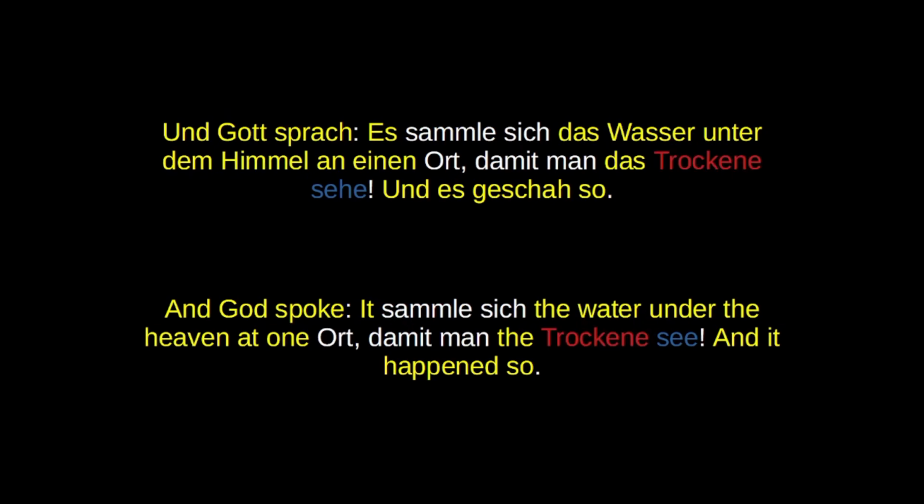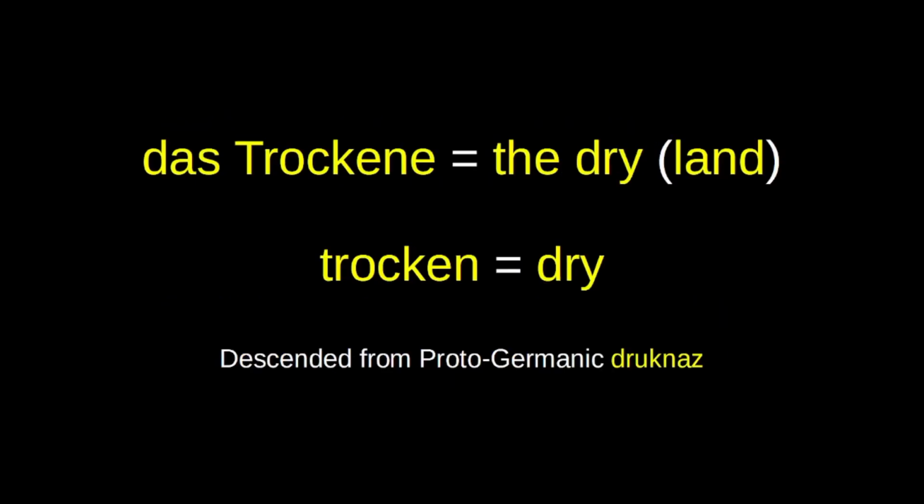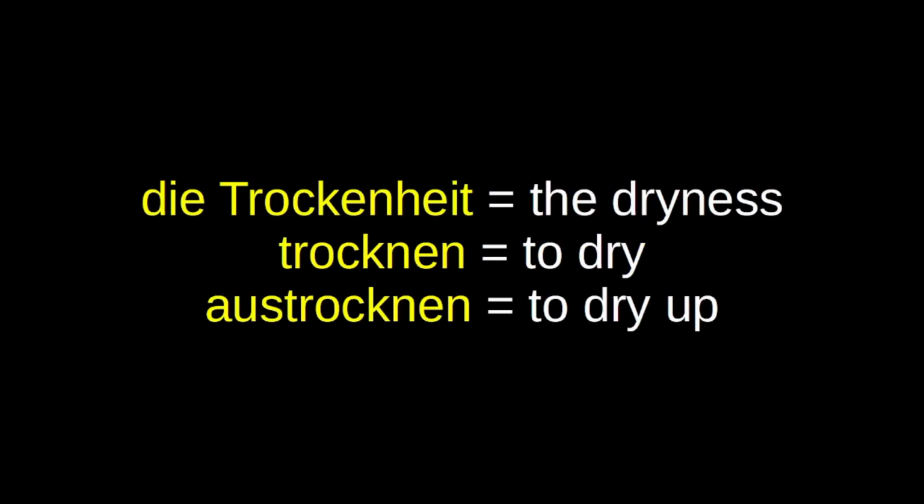Next, I would like to look at trockene, which can also be related to English. Das Trockene refers to the dry land. Trocken is the German word for dry. Both words are descended from the Proto-Germanic word Drucknes, which meant dry. There are also a number of German words that are derived from trocken. For example, die Trockenheit, which means the dryness.